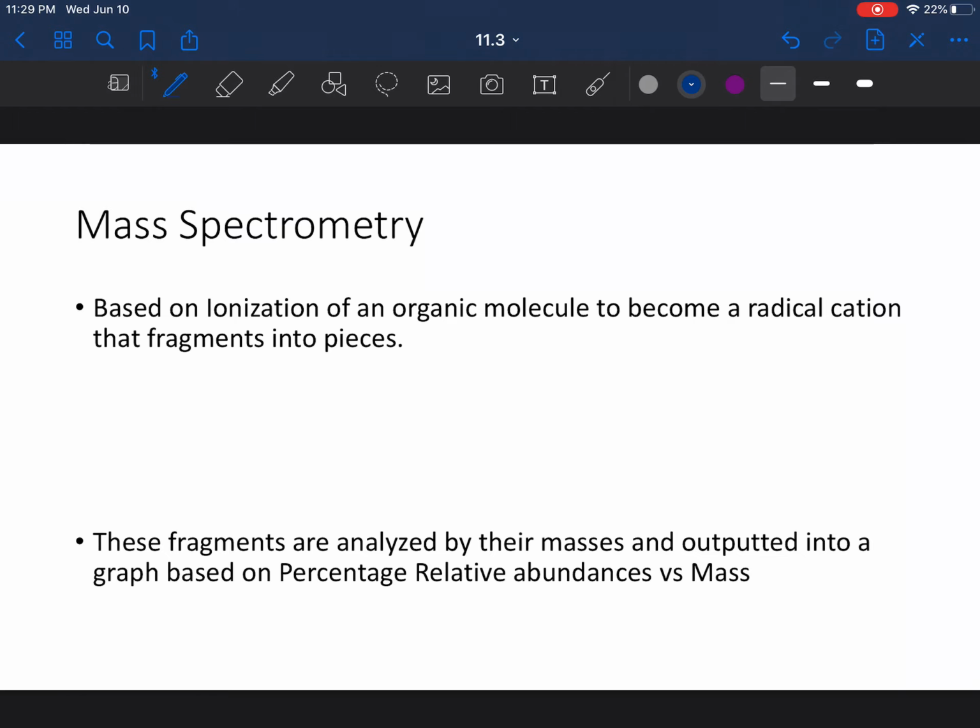Now, you have some sort of molecule, whatever that molecule is, and you're going to ionize it. By ionizing it, what you're doing is actually removing electrons. So what happens when you remove an electron out of a molecule? Well, this molecule becomes positively charged, right? Not only that, but it becomes something called a radical cation.